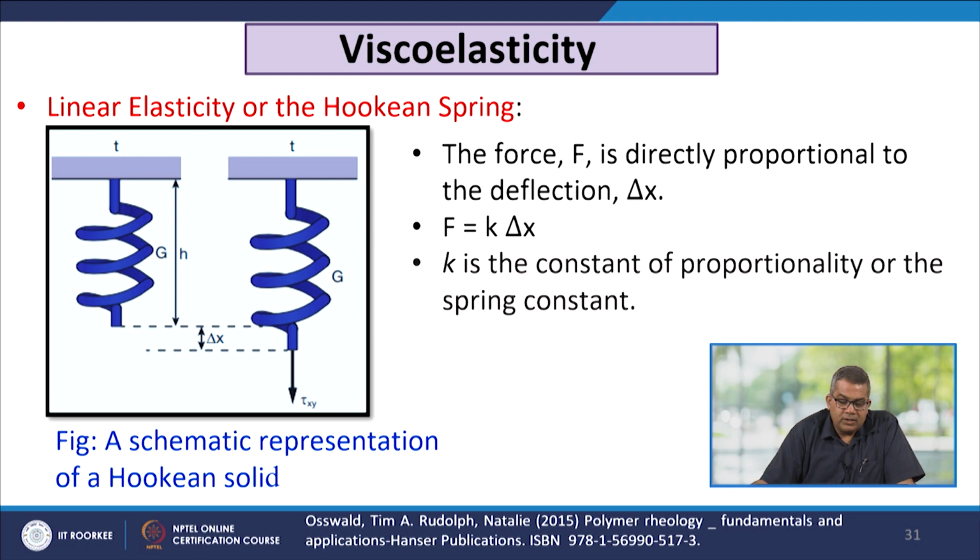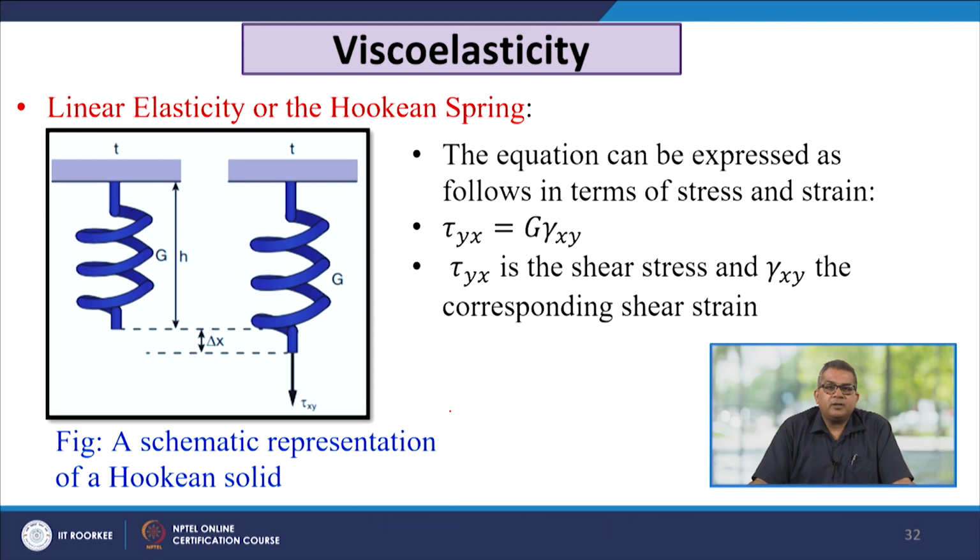The linear elasticity or the Hookean spring: the force F is directly proportional to the deflection, that is delta x. So F is equal to k delta x. K is the constant of proportionality or spring constant, and this is the schematic representation of the Hookean solid. Now this equation can be expressed as the following in terms of stress and strain. Tau yx is equal to G gamma xy, where tau yx is the shear stress and gamma xy is the corresponding shear strain.